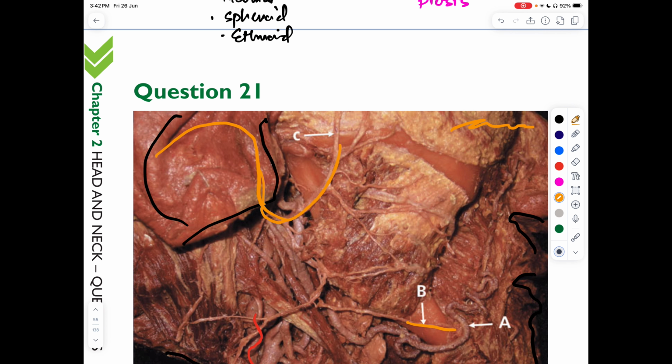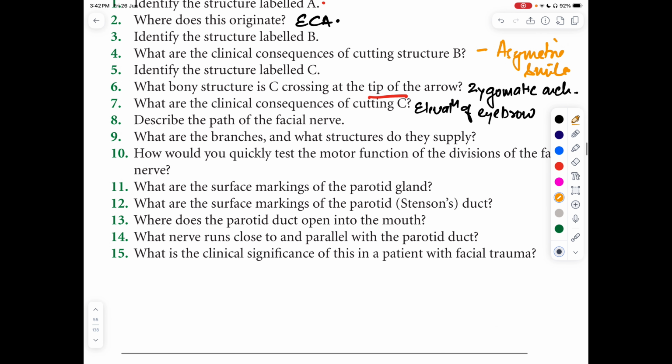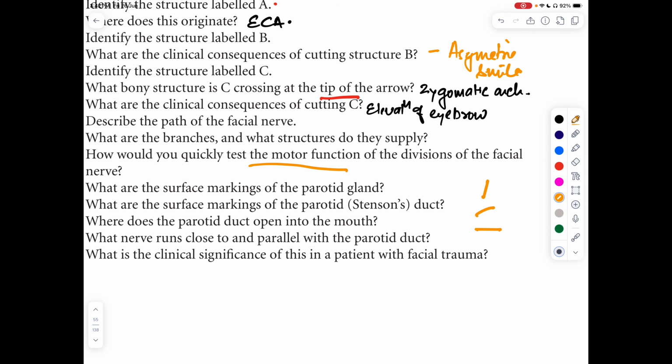There is the greater petrosal nerve to the lacrimal gland. Then you get the nerve to stapedius for the ear, then the chorda tympani to the tongue, then it comes out here, and the nerve leads into many branches. What are the branches of supply? How do you quickly test the motor function or division of the facial nerve? So eyebrow raising, closing the eyes, closing the mouth, showing the teeth, and tense platysma.